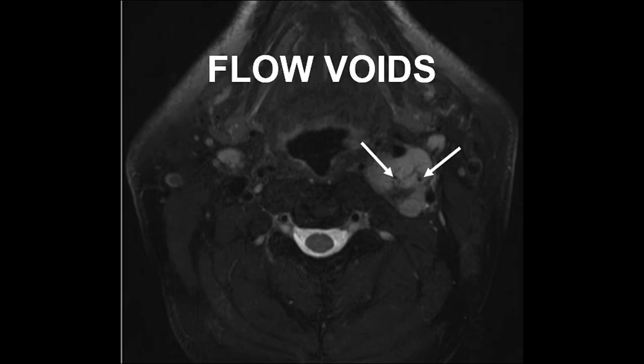The second case is a 50-year-old man who presented with a painless left cervical mass. A contrast-enhanced MRI of the neck was performed. On the axial fat-suppressed T2 weighted images, we observe a lobulated, well-defined, hyperintense mass at the left carotid bifurcation. Inside the lesion, multiple hypointense linear areas correspond to flow voids, another hallmark of a hypervascular tumor.